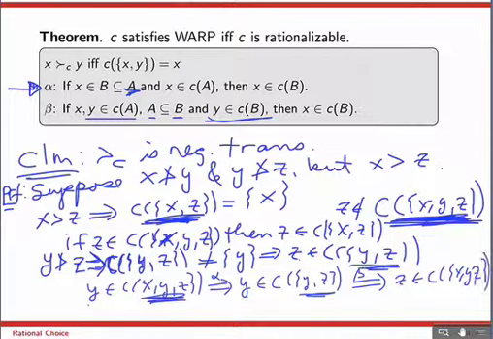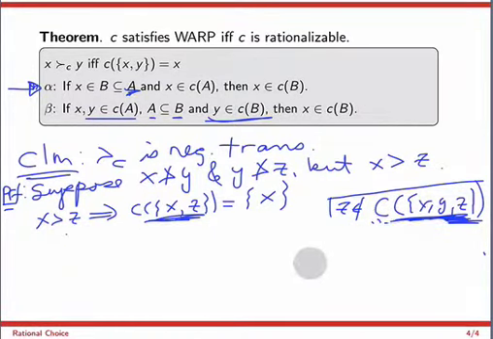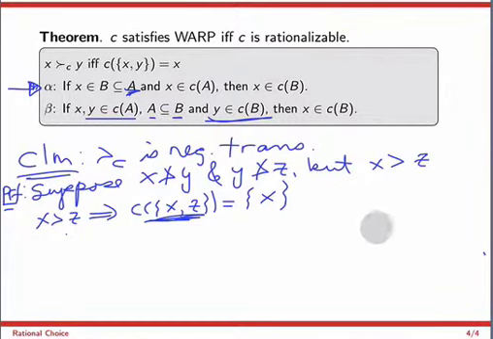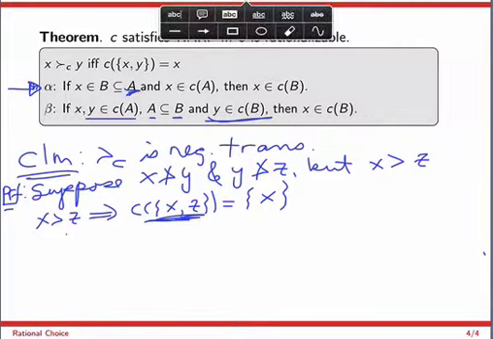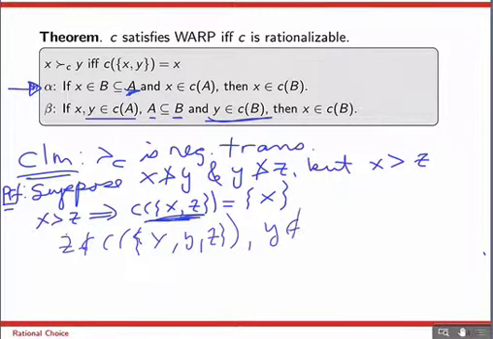But we already showed up here that Z cannot be an element of C of X, Y, and Z. So where we're at right now, I need to erase a little bit. I'll just go ahead and erase some of this. Where we're at right now is that I've been able to show that Z is not an element of C of X, Y, Z, and Y cannot be an element of C of X, Y, Z.